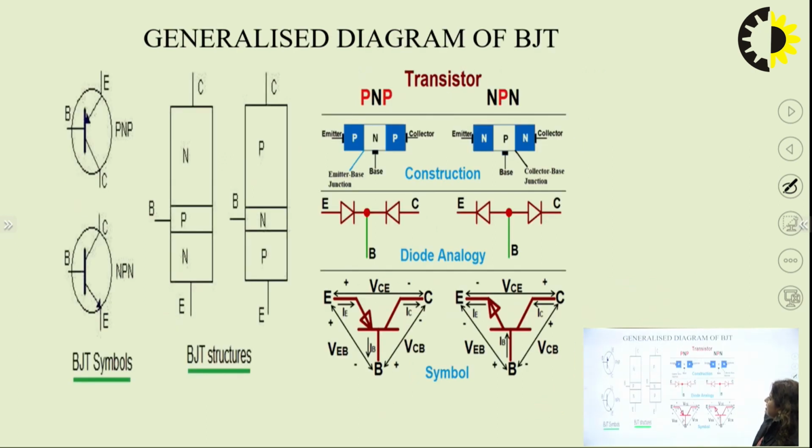So the generalized diagram continued, that is the BJT symbols for PNP and NPN. Here emitter, base, collector is shown at the top. You can show the same pattern here. So we have these two structures.